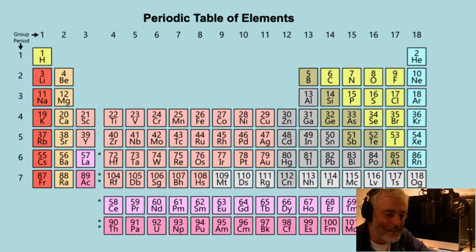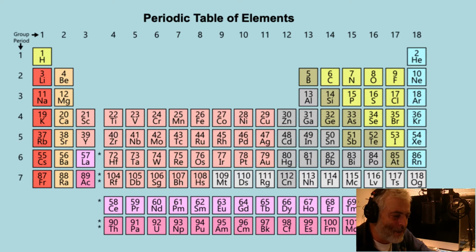Silicon is 14 here. You can see phosphorus is 15. Sulfur is 16. And 17 is chlorine. We're going to come back to chlorine later in this lecture. 18 over here is argon. Okay, so Mendeleev, when he was studying these elements, he says there are certain properties that they all have in common.